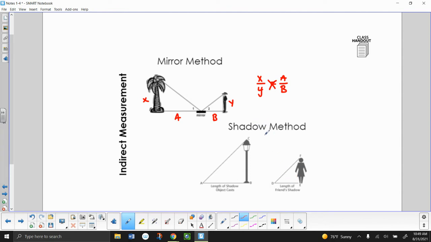So same thing with the shadow method, it's just a different method of indirect measurement. What you do is you measure the length of a shadow of an object and you measure the length of a shadow of you, and then you use your height. And again, you create two similar triangles. So we have X and Y, which is the height of whatever you're measuring, and then your height over the shadow. And then we have two similar triangles and we can set those up as well. We can do height over height equals shadow over shadow.